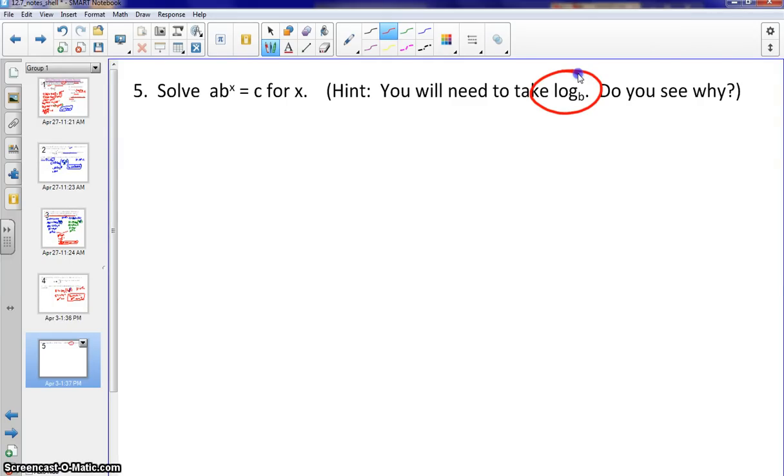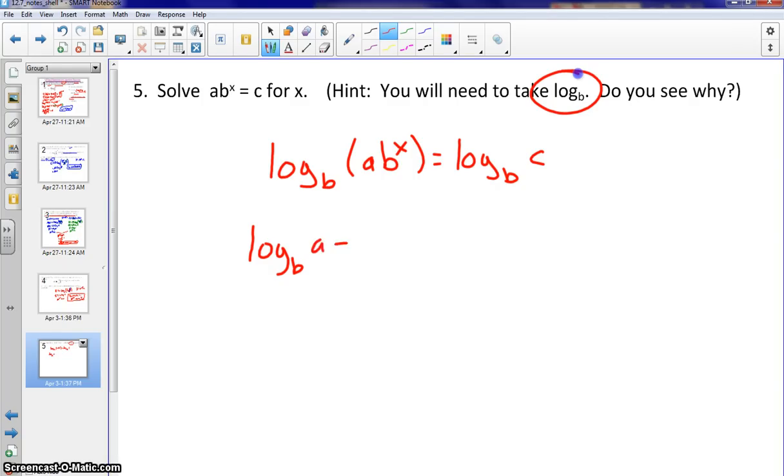Okay, there's a couple different approaches to this. The very first thing that we're going to do is follow our hint. We're going to take log base b of both sides. Following our properties of logarithms, we can separate on the left-hand side that multiplication into two logarithms. We're going to expand: log base b of a plus log base b of b to the x equals log base b of c.